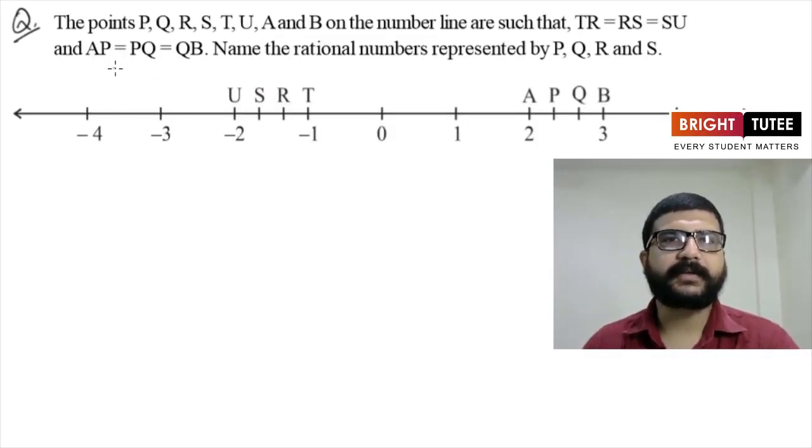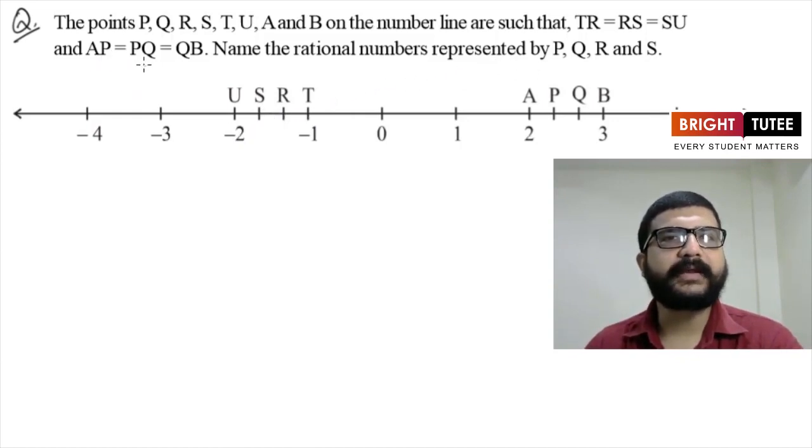Now here is the next question. The question is the points P, Q, R, S, T, U, A and B on the number line are such that TR is equal to RS is equal to SU. That is, this TR here is equal to RS is equal to SU. We can say that the region between -2 and -1 is divided into 3 equal parts using 2 points S and R.